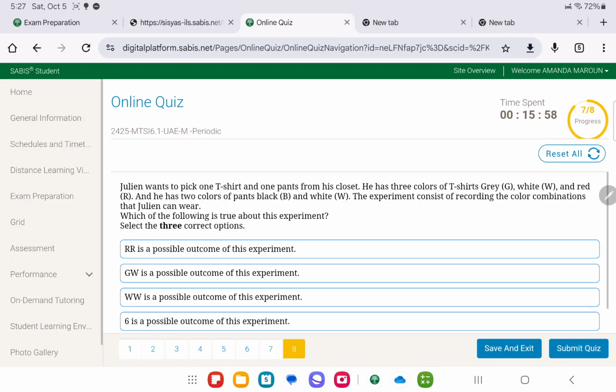Now, the last question. Julian wants to pick 1 t-shirt and 1 pants from his closet. You know, let me do like my teacher does. Mr. Abdullah, if you see this, I'm gonna do like you do.